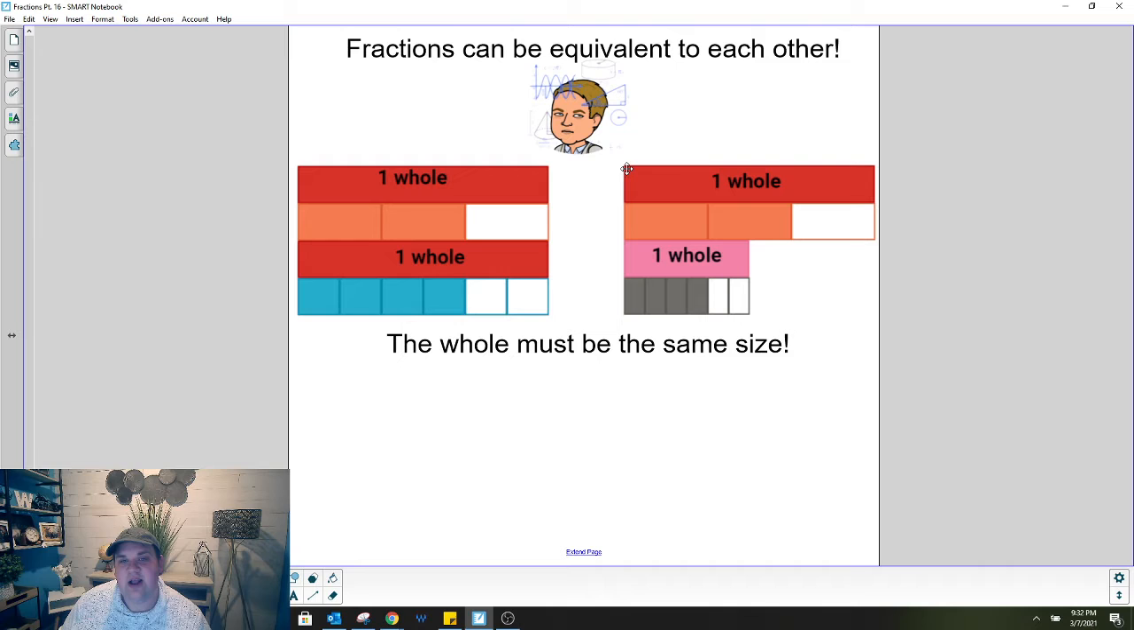But over here, the whole is the length of this red bar for the 2/3 fraction, but it's only the length of the pink bar for this 4/6 section. So 2/3 is not equal to 4/6 here because the size of the wholes are different. So as you draw number lines or you draw pictures today, make sure the size of your whole is the same and you are partitioning into equal pieces.